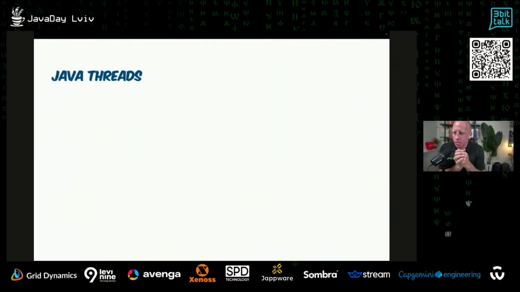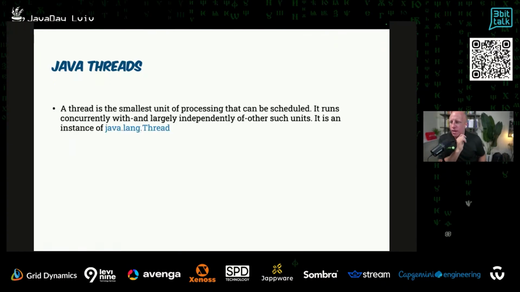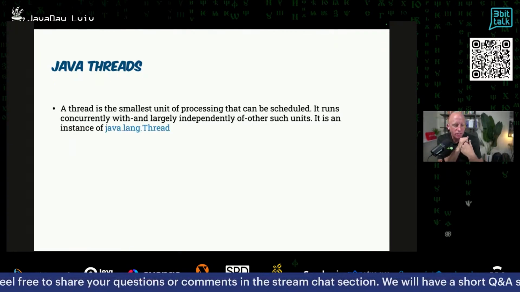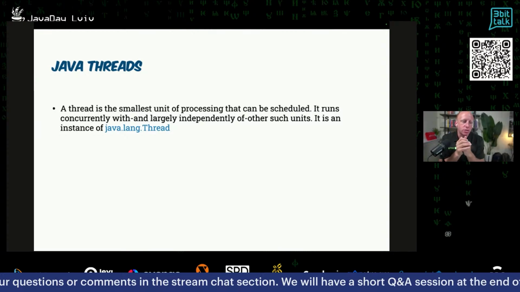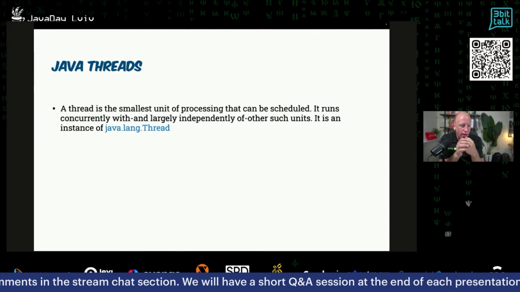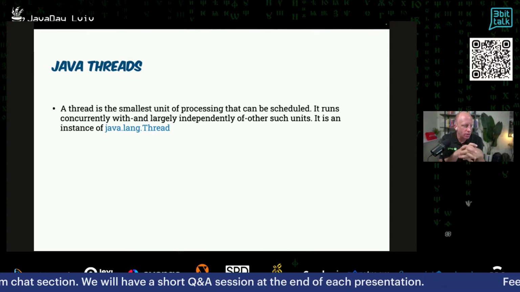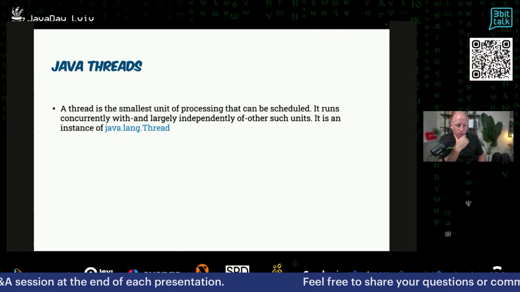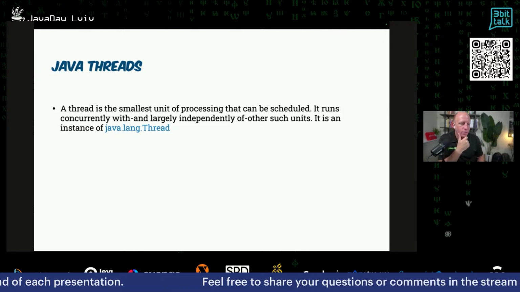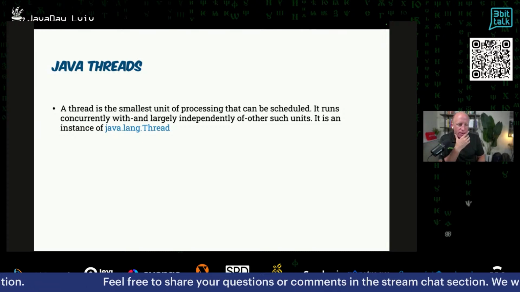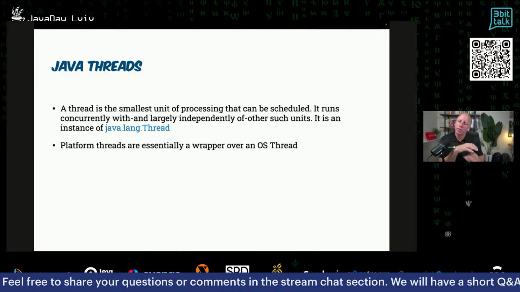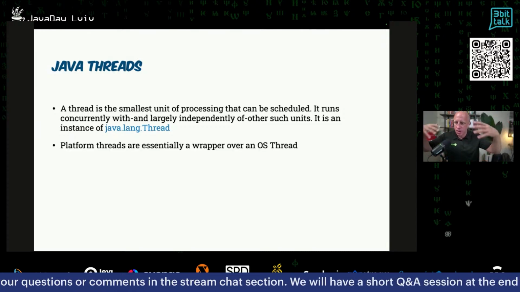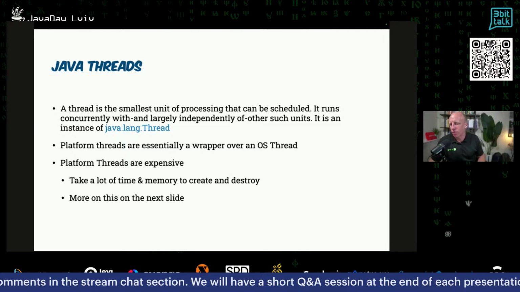So, Java threads. A thread is the smallest unit of processing that can be scheduled. It runs concurrently with and largely independent of other such units. It is an instance of java.lang.Thread. Consequently, the number of available platform threads is limited to the number of OS threads. And really, a platform thread is a wrapper around an OS thread.